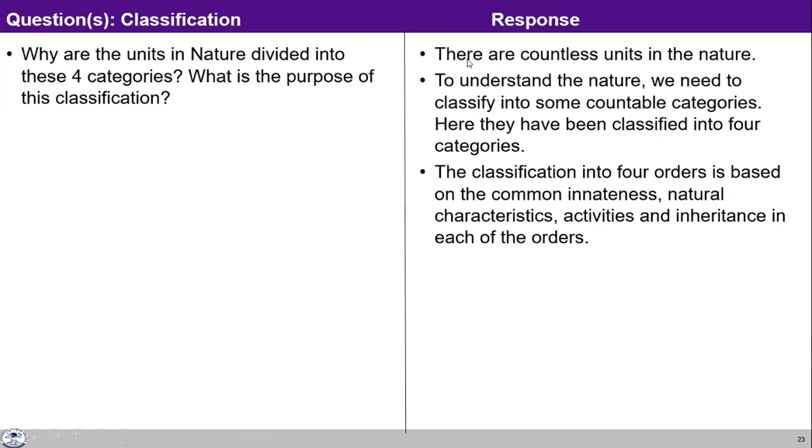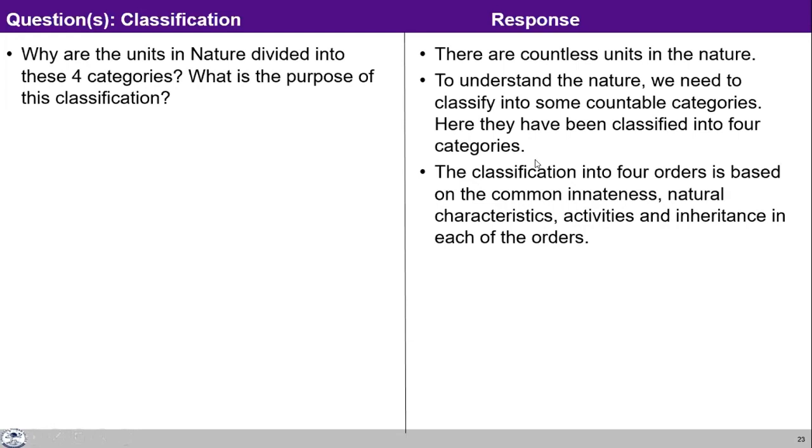And here, when we are talking about order, we are basically talking about the participation. We are looking at the participation. We are looking at the fulfillment. So that's how the nature has been categorized into these four orders. And we can see that in one order, we have the same innateness, same natural characteristic, same activity, same inheritance. So this is the basis on which the nature has been classified. And we can study it further.